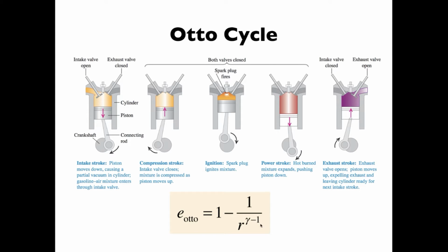All right, the efficiency of the Otto cycle looks like this. It's 1 minus 1 over r to the gamma minus 1. And we'll talk about what that means in a little bit.